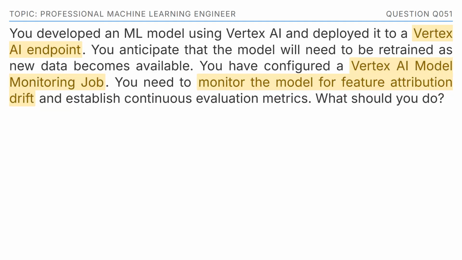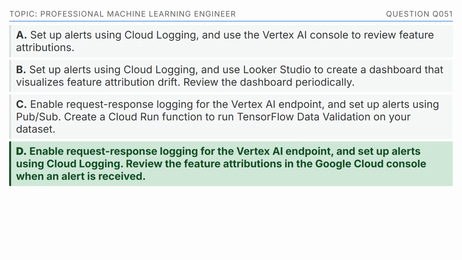To arrive at the correct answer, we focus on the keywords: Vertex AI endpoint, Vertex AI model monitoring job, monitor the model for feature attribution drift. The correct answer is option D, enable request-response logging for the Vertex AI endpoint, and set up alerts using Cloud Logging. Review the feature attributions in the Google Cloud Console when an alert is received.